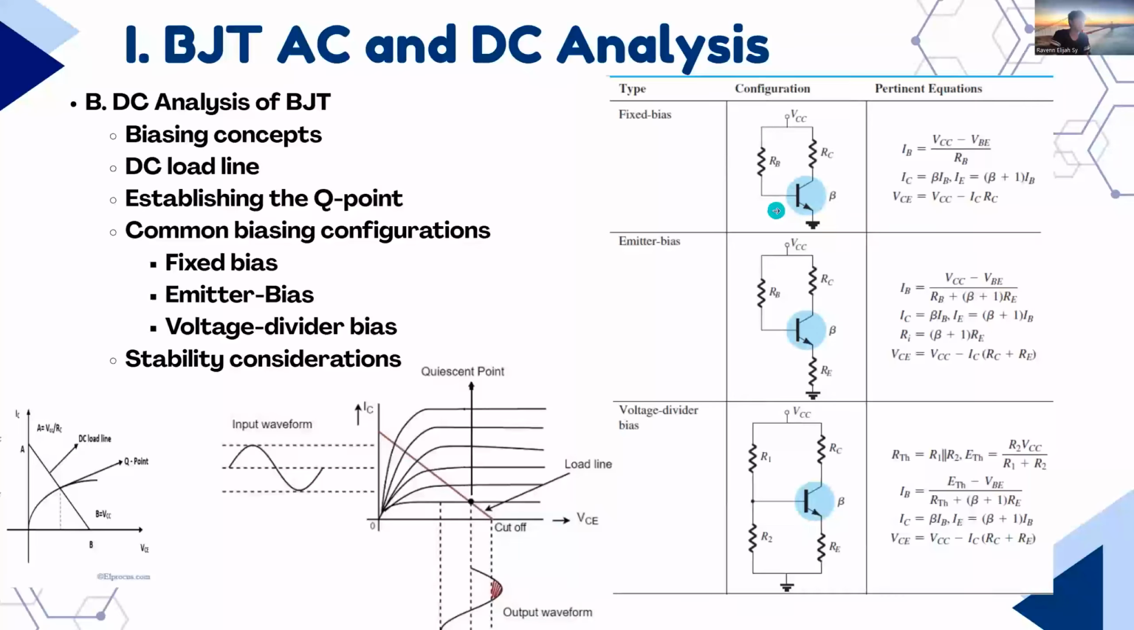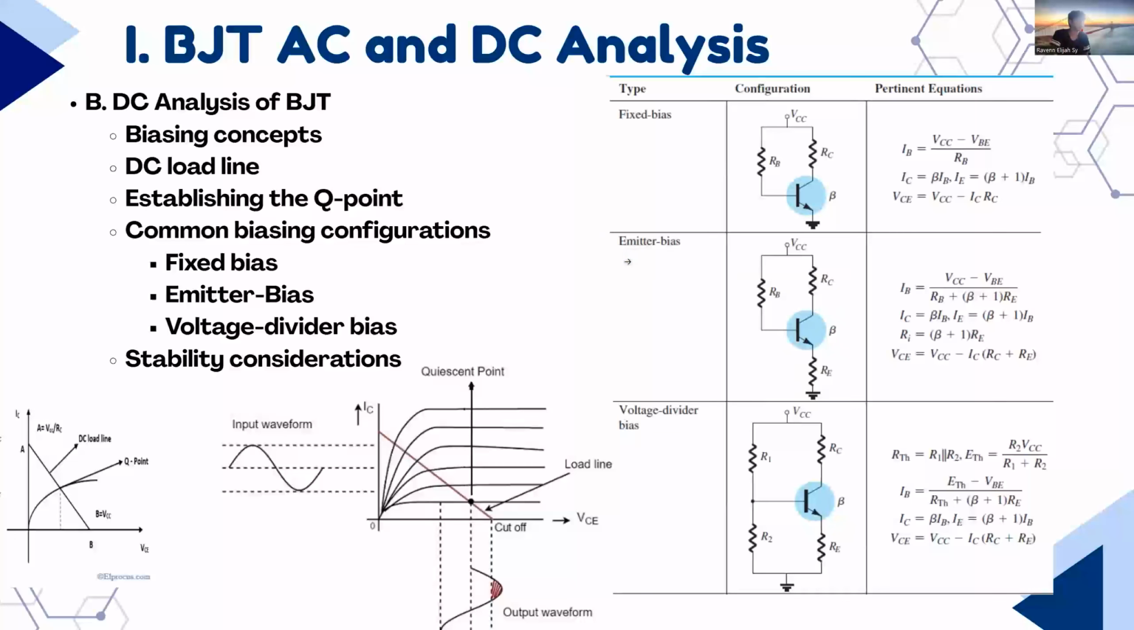Because beta or gain varies wildly between individual components and changes with temperature, the Q point is highly unstable. The next common biasing configuration is emitter bias.